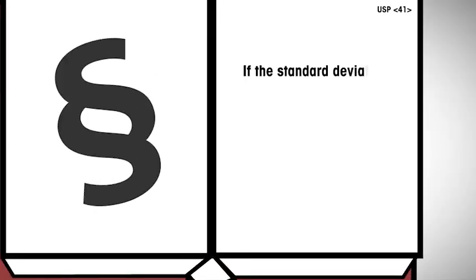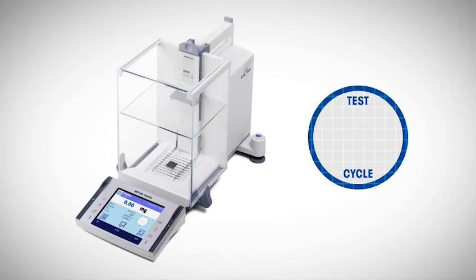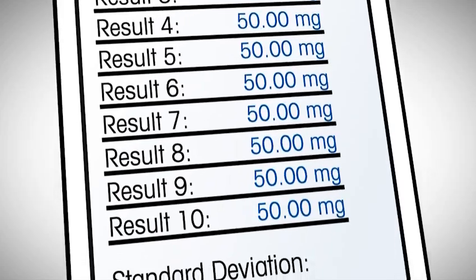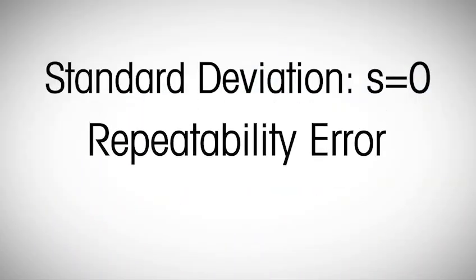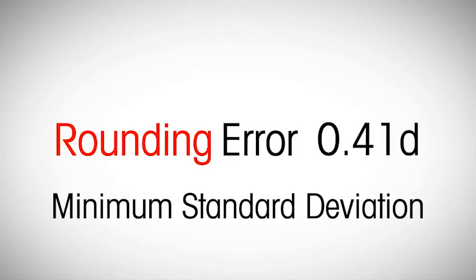Here comes something new: a lower limit for the repeatability test. If the standard deviation obtained is smaller than 0.41d, where d is the scale interval, replace this standard deviation with 0.41d. So in case the standard deviation is 0 or just very small, the readability of the balance is not high enough to detect deviations. Therefore, the dominant uncertainty of such a balance is not the repeatability error, but the rounding error, which amounts to 0.41d. So much for repeatability testing.